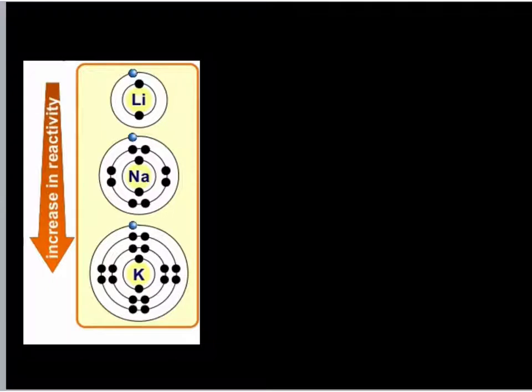All of the alkali metals have one electron in their outer shell. It's what makes them group 1. If you're unsure about electron structure, please watch the previous video.